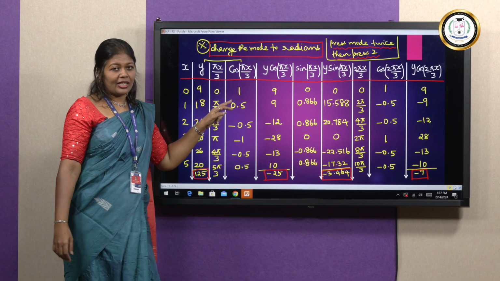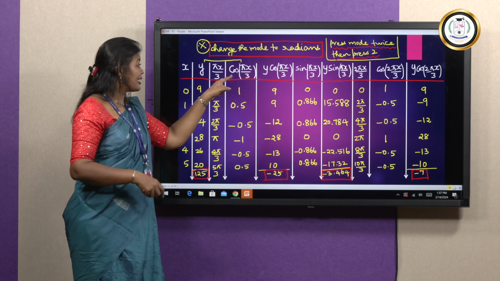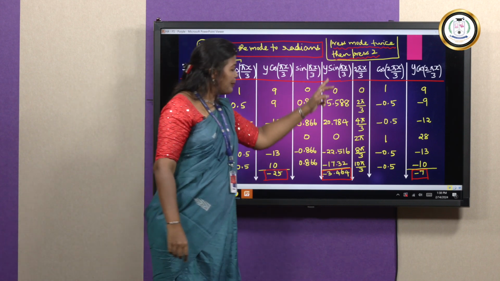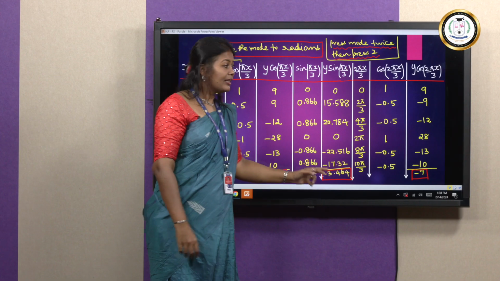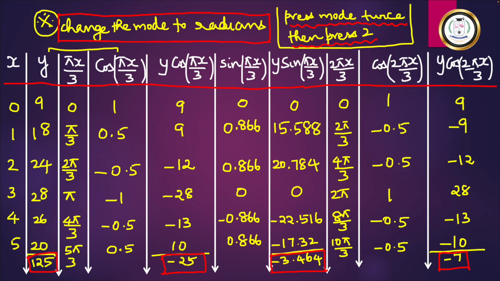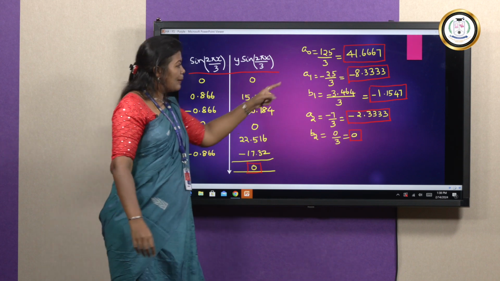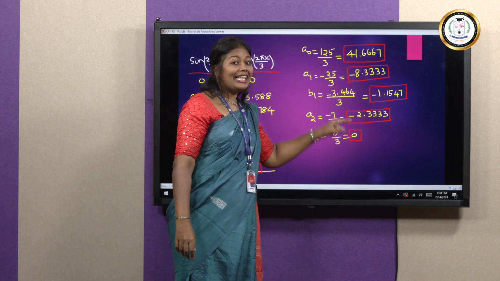Then we will find cos pi x by 3. Y into cos pi x by 3 we need for A1. Similarly, y into sin pi x by 3 we need for B1. Similarly, y into cos 2 pi x by 3 we need for A2, and y into sin 2 pi x by 3 we need for B2. Is that okay? So find the sum of all these columns, substitute in the formulae and get the values.